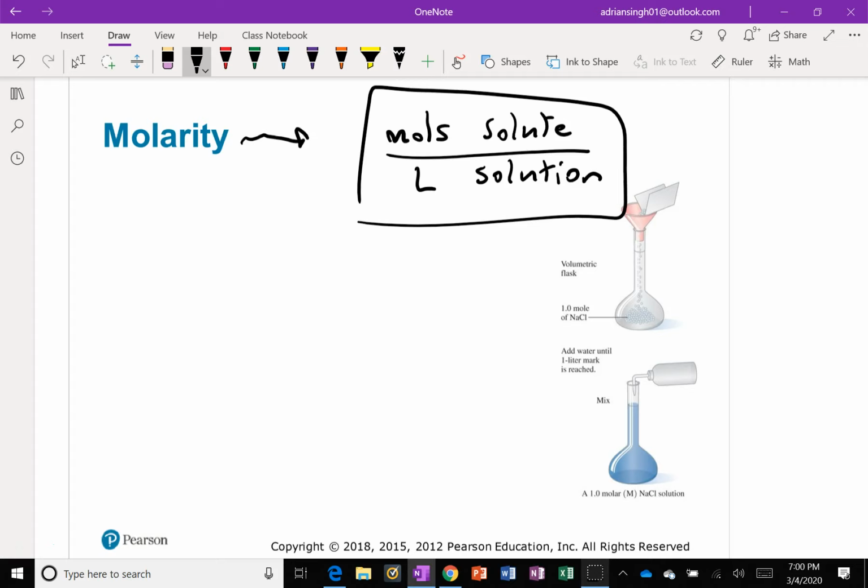Chemists tend to use this because there's moles in it, and we like moles. But if you go into the health field, you're going to see more percentages rather than molarity. That's not times 100 though. No, this is not a percentage. The others are percentages, so you multiply them by 100. This is just the ratio of moles of solute per liters of solution.